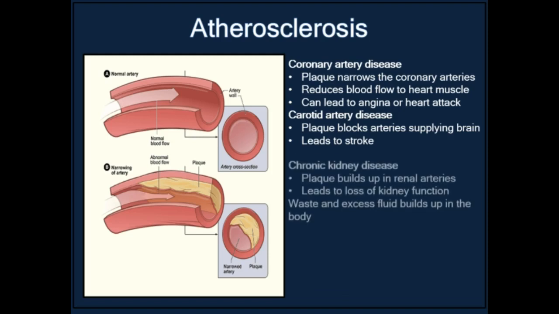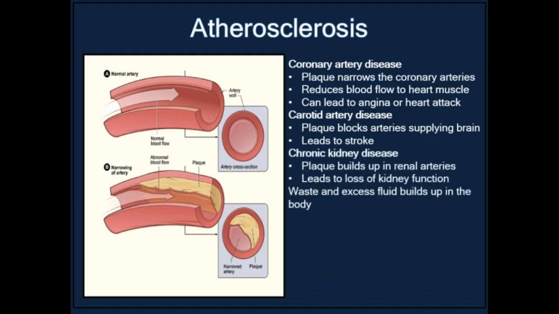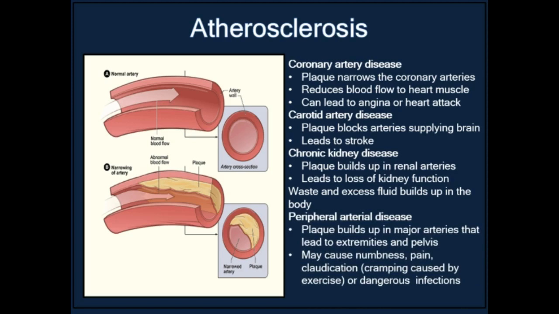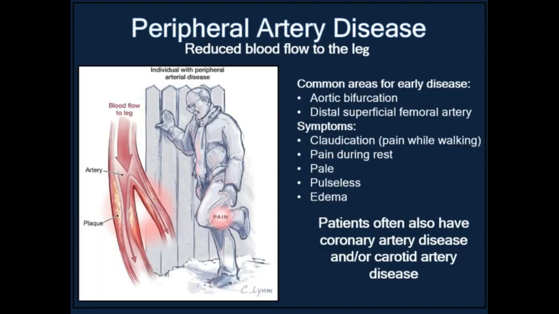Chronic kidney disease occurs as plaque builds up within the renal arteries, leading to a loss of kidney function. Waste and excess fluid builds up in the body. Peripheral arterial disease occurs when plaque builds up in major arteries that lead to the lower extremities and the pelvis. Common areas for early PAD are at the aortic bifurcation and the distal superficial femoral artery.